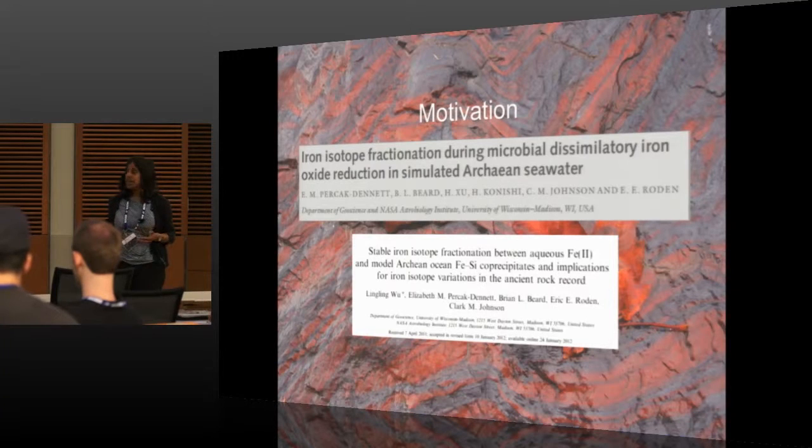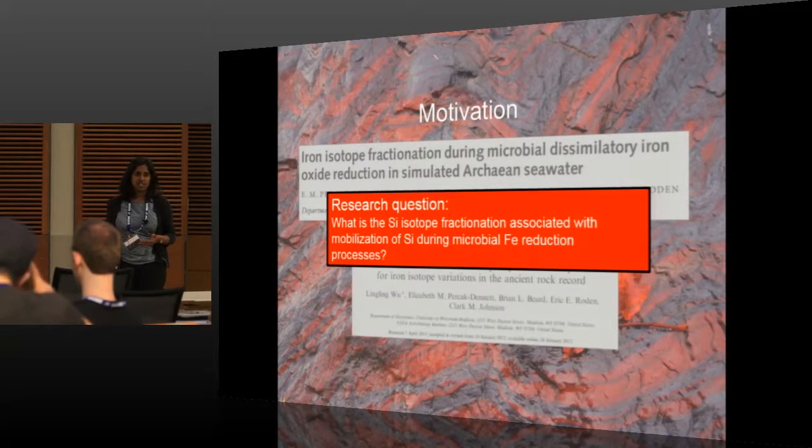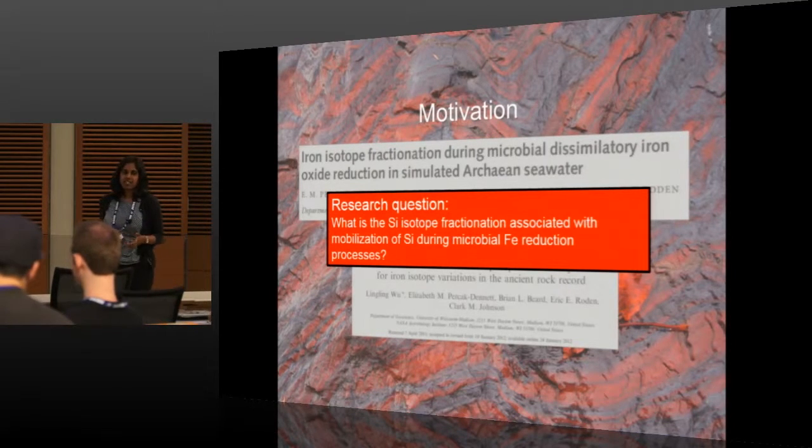Both of these papers look into iron isotope fractionations though. But what about the silica that's present in this gel? So what is the silica isotope fractionation that you see when silica is mobilized during dissimilatory iron reduction? So that's what we're going to try to answer with my research. But before we jump into answering this question, let's look into some background information.